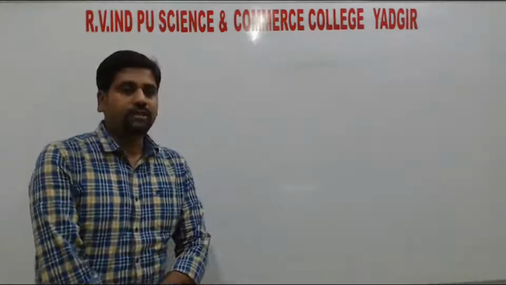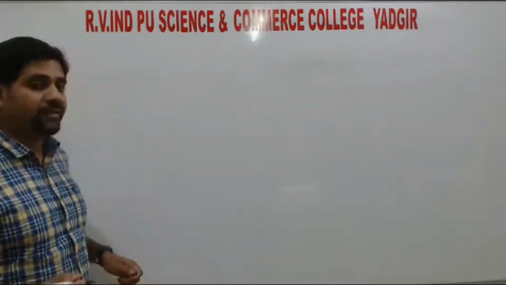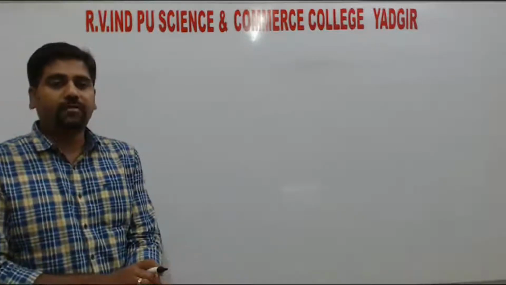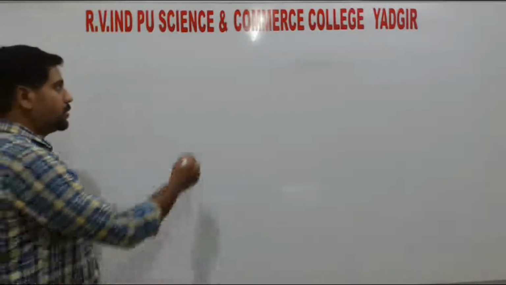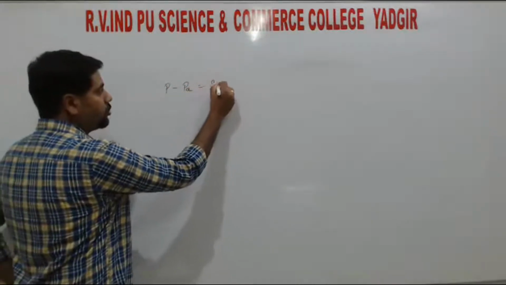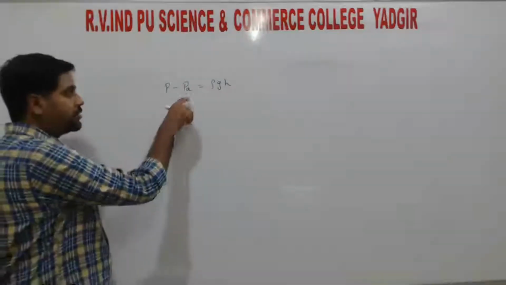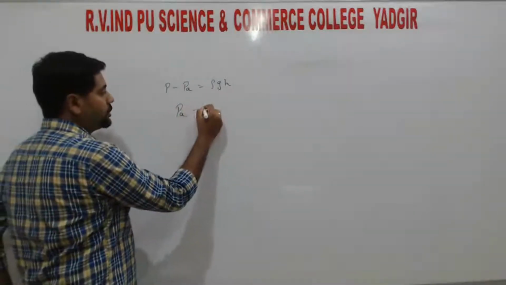Good afternoon, students. In the last class, we discussed the gauge pressure, right? That is the difference between the 2 points which we are measuring in vertical. So we have the relation P minus PA equals rho g h, where PA is the atmospheric pressure.